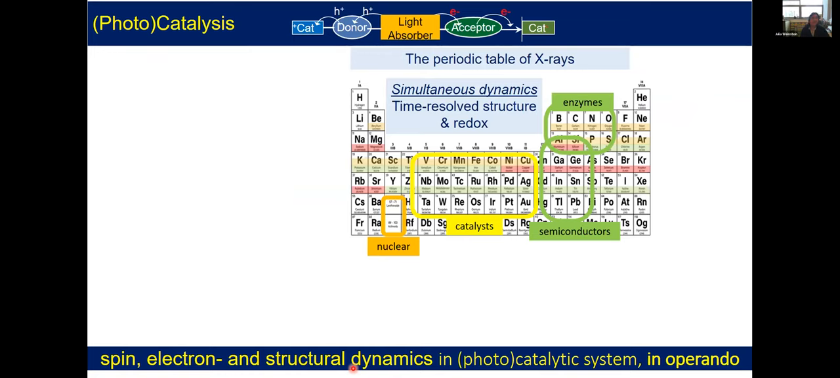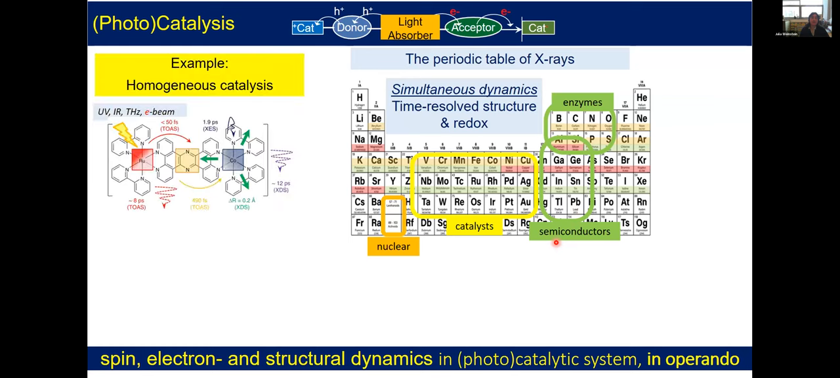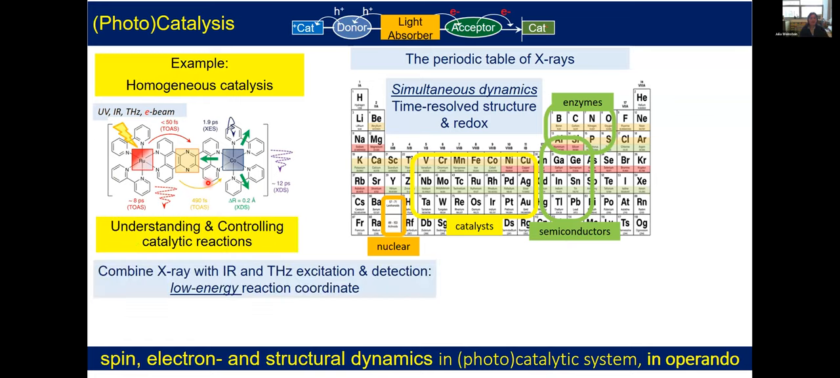If you move to photocatalysis, then of course you would have a light absorber and potentially a donor, acceptor, and catalysts. If you look at the periodic table of X-rays, you can see all potential elements involved in catalysis, elements involved in enzymatic action, and semiconductors, and you can probe all of this with X-rays. I want to bring back the example Rebecca has shown on this molecular wire, where multiple X-ray methods were used, and multiple X-ray regions can also be used to look at dynamics of the system.